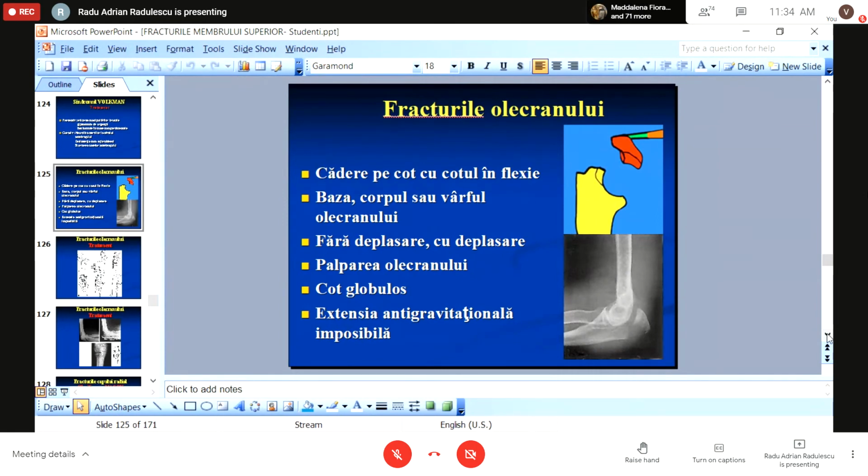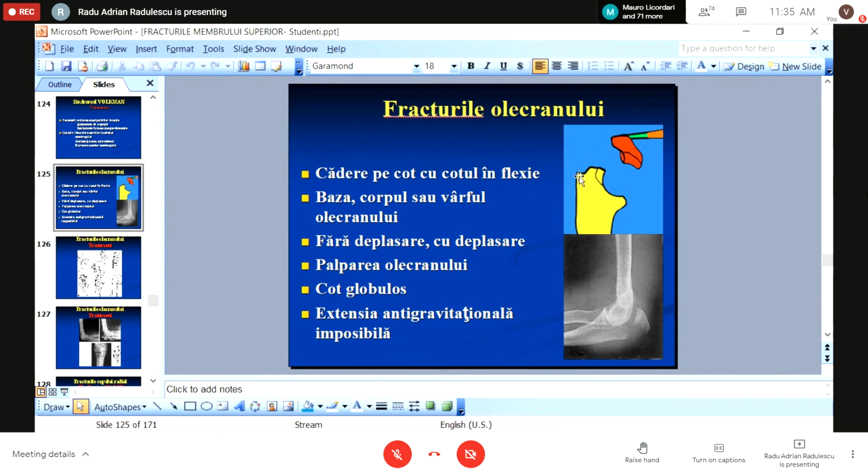Let's go to the forearm, the bones of the forearm. You know, the forearm has two bones. There are the radius and the ulna, and the main function, generally speaking, of the forearm is pronosupination. So these two bones are able to rotate one to another, providing the pronosupination, which is so useful for the function of the hand. Okay, let's describe the fractures at this level.